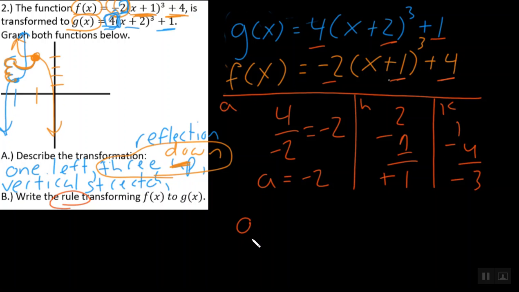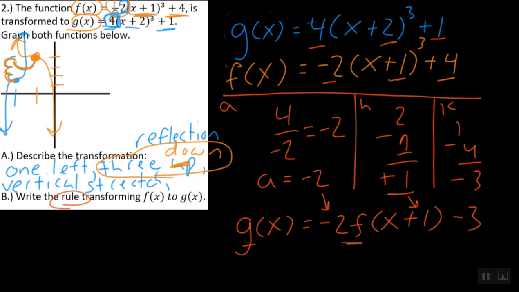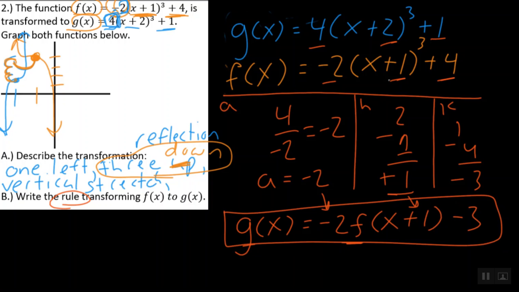So let's go ahead and write our rule. We're going to write g of x is equal to the a value of the rule, negative 2 f. Remember, this is the rule telling us how to transform f to g, x plus 1, so this is the number that we write right here, and then minus 3. And let's see if this rule now matches up with our description. We have this negative symbol, which means that there was a reflection. We have the 2, which is greater than 1, so there was a vertical stretch. That checks out. We have x plus 1, which means that x is truly negative 1, which means we went 1 to the left, check. And we have this minus 3, which means that we went 3 down.